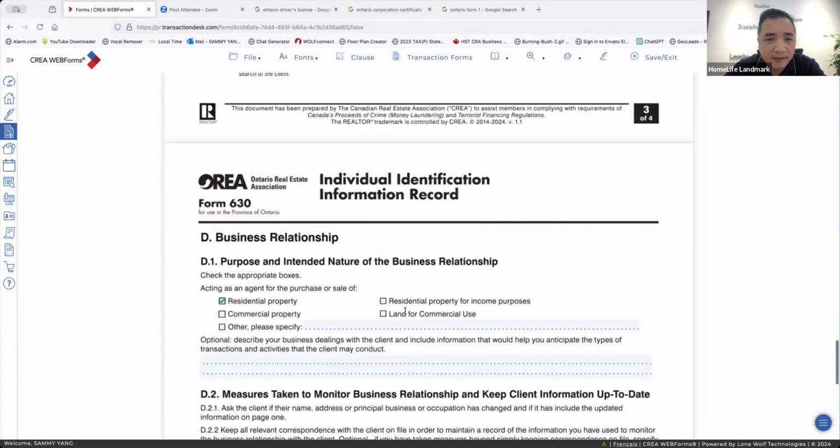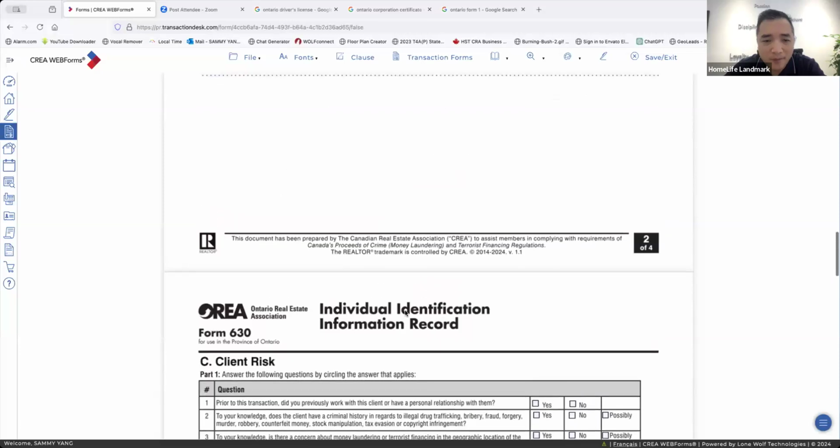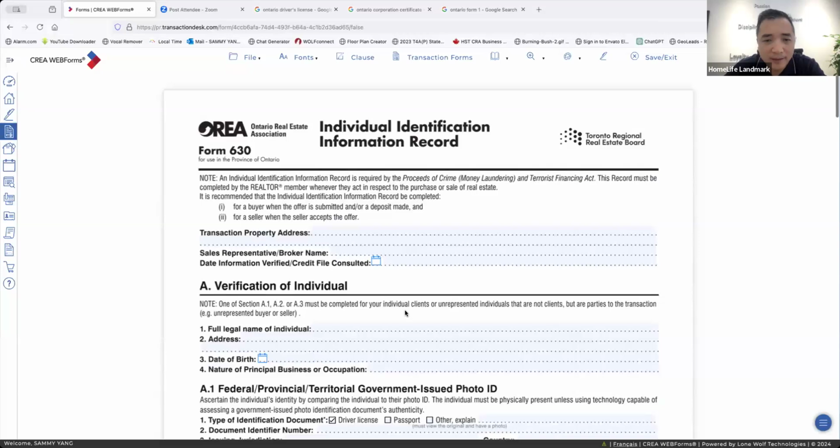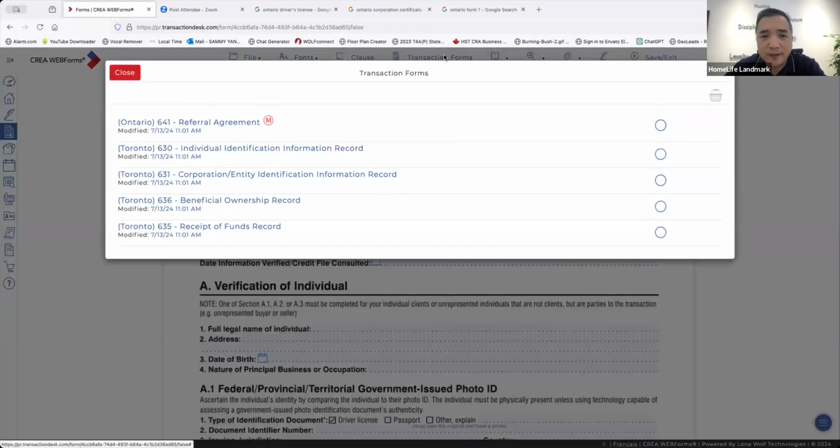Okay, so that is the FINTRAC form. It looks complicated, but when you have done it a few times, you will feel it is very easy. All right, so we spent 15 minutes on the first one, FINTRAC, for the individual. The second one is the same, but this is for corporation.